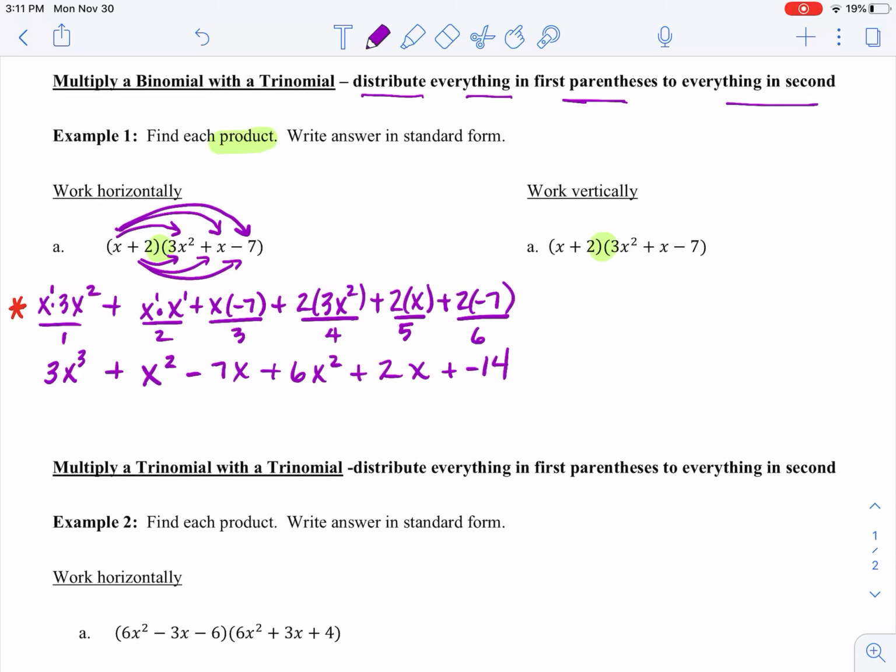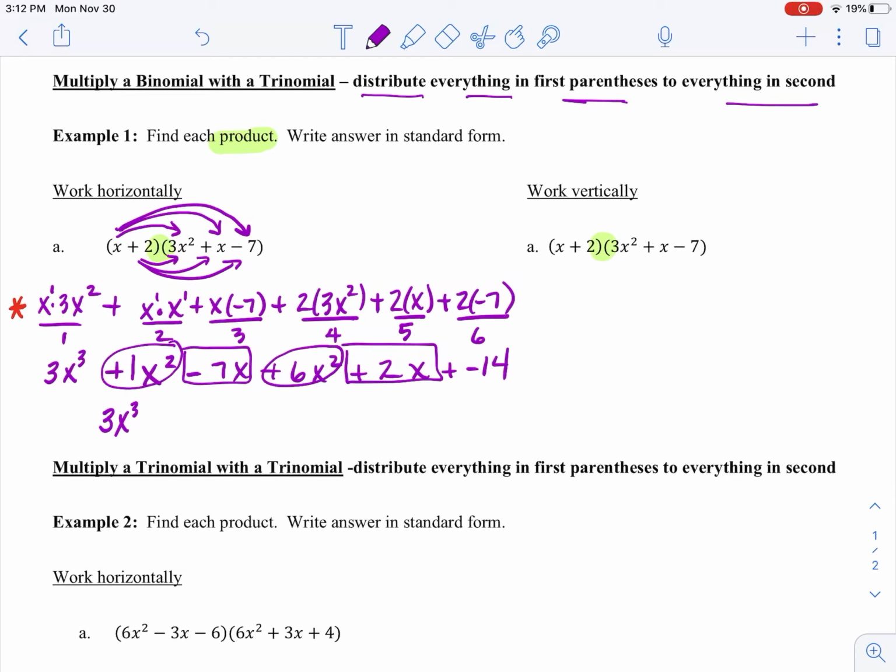Some of you maybe like that shape coding thing we do sometimes. Some of you maybe don't. So I'm going to continue to shape code. I see that there is an x squared, and don't forget there's an invisible 1 in front of that. And there is a 6x squared that need to be combined. There is a minus 7x and a positive 2x. And that's really it. So the 3x to the third, there are no like terms, so we'll just leave it alone.